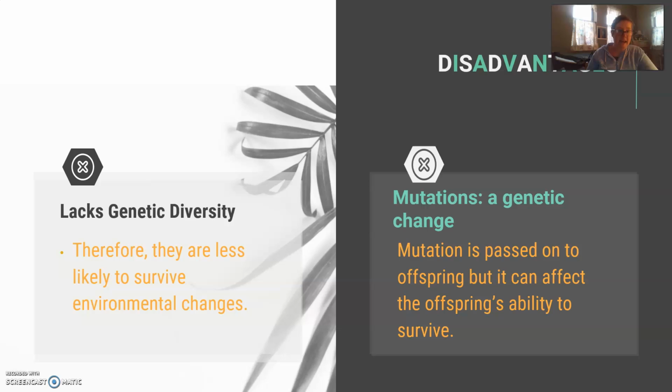Another disadvantage is a mutation. So mutation is going to be a genetic change, and often they're not for the positive. But the mutation, if it occurs, is going to be passed on to an offspring, and it can affect the offspring's ability to survive in a negative light. So if this mutation occurs and causes them to have a disadvantage to survive, well, this mutation is going to be continually passed on from generation to generation because they're identical copies. And there are some positive mutations that occur, but a lot of them are going to be negative, and they're not going to allow for species to have a good chance of survival.